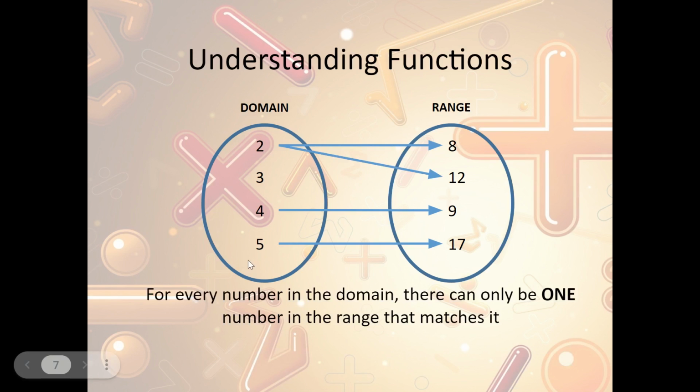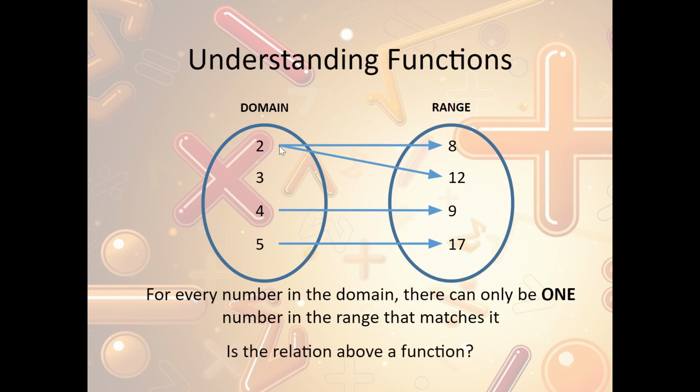Let's look at another example. We have a domain here, and notice now the question is, is this a function? We have the domain here and the range here, and notice 2 is mapped to both 8 and 12. So therefore, this is not a function because 2 is mapped to 2 different places. Remember, for every x, there can be only one y that goes with it. 4 and 5 are okay. 3 is actually okay even though it's not mapped to anything. The issue is 2.